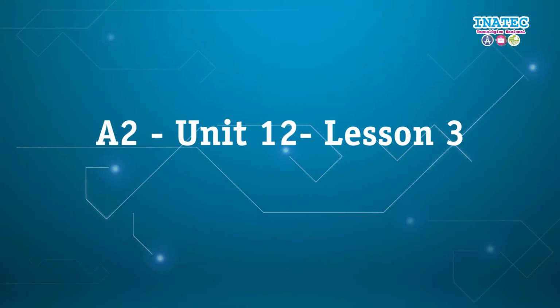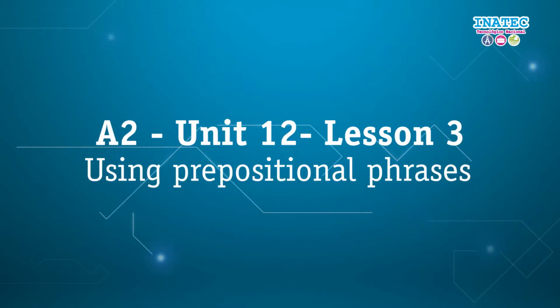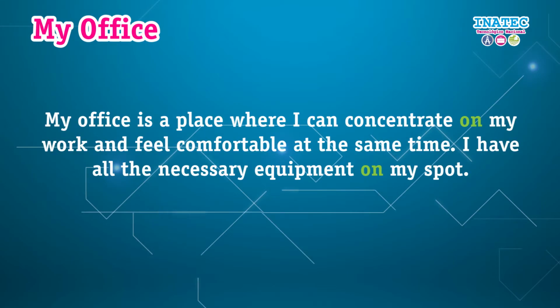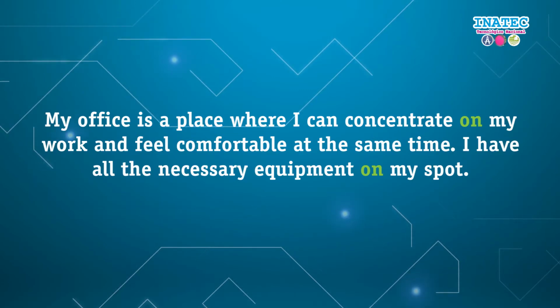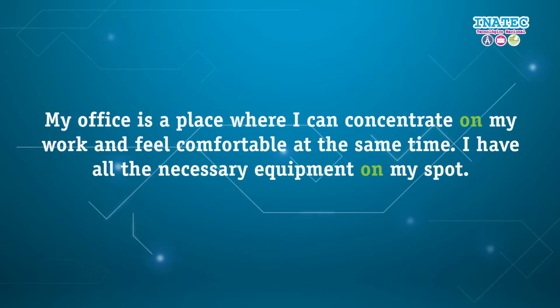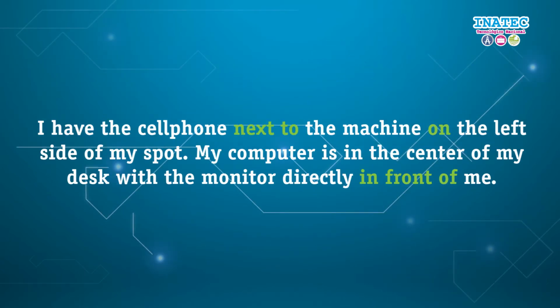Okay, let's start. A2 Unit 12 Lesson 3: Using prepositional phrases. My office. My office is a place where I can concentrate on my work and feel comfortable at the same time. I have all the necessary equipment on my spot. I have the cell phone next to the machine on the left side of my spot. My computer is in the center of my desk with the monitor directly in front of me.